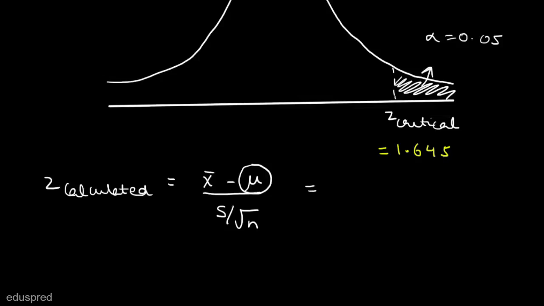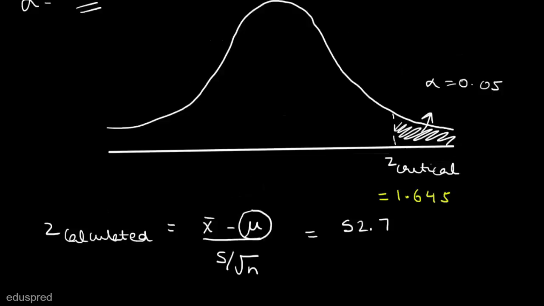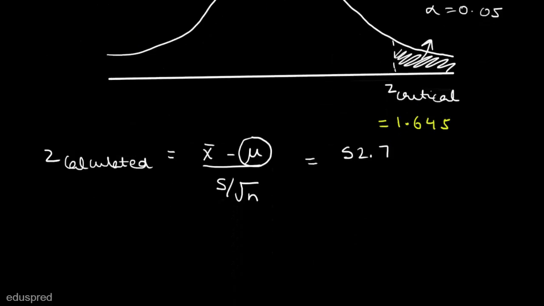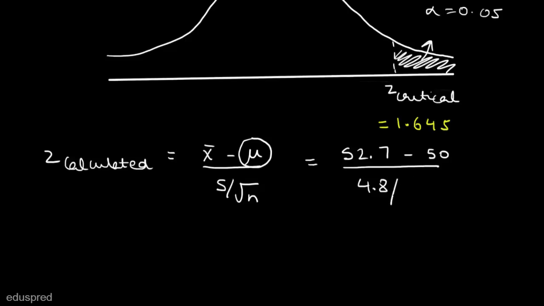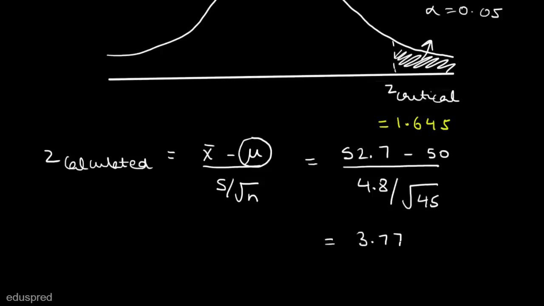In this case, we are given that x bar is 52.7 and the value of mu under the null hypothesis is 50. So this is minus 50. The sample standard deviation is 4.8 and n is 45. And solving this, we get 3.77. So the Z calculated is equal to 3.77.